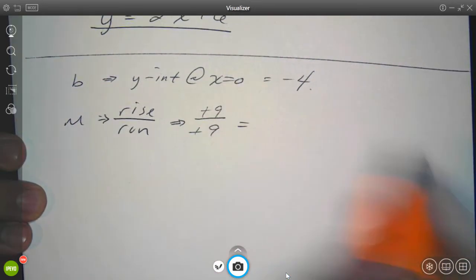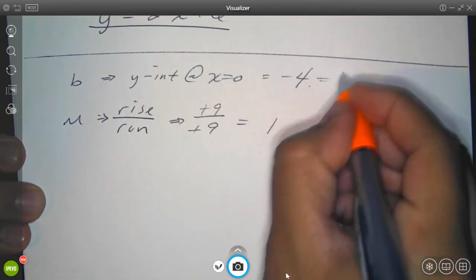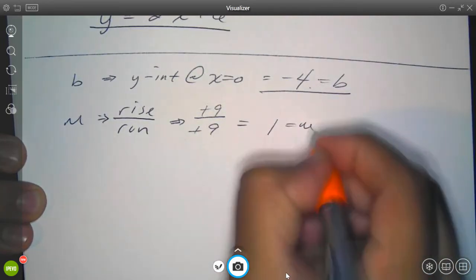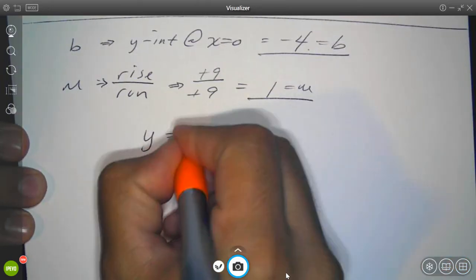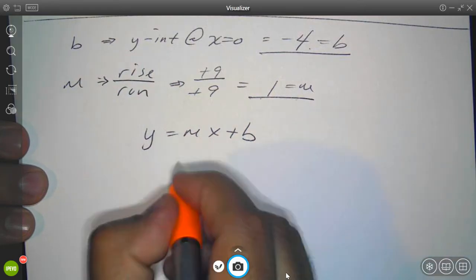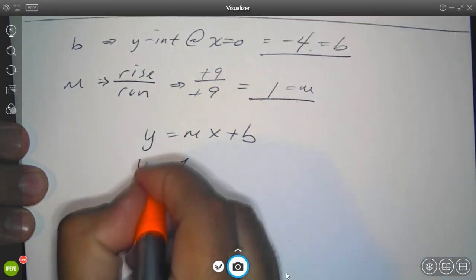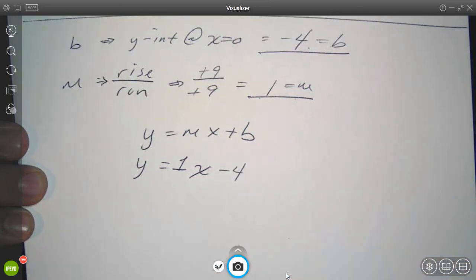When I simplify this, well, 9 divided by 9 is 1. So there it is. My b is negative 4. My m is 1. So when I go write my equation, y equals mx plus b, well, there it is. My m is 1. y equals 1x. My b is a negative 4. So I put minus 4.